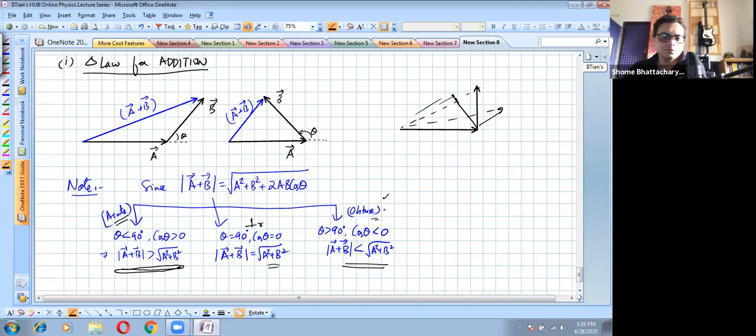We'll see some of these theorems today, including another very interesting theorem called the parallelogram law of vector addition, which will help us sort out a lot of special cases of vector addition and all that.